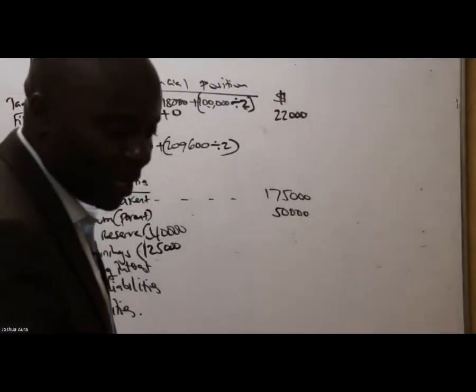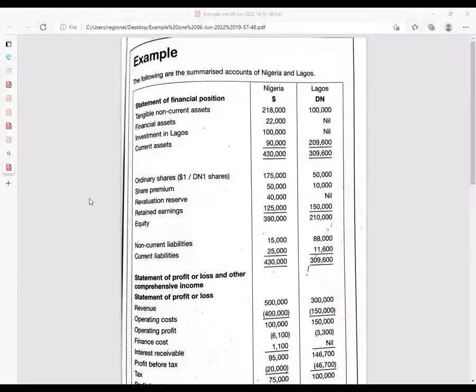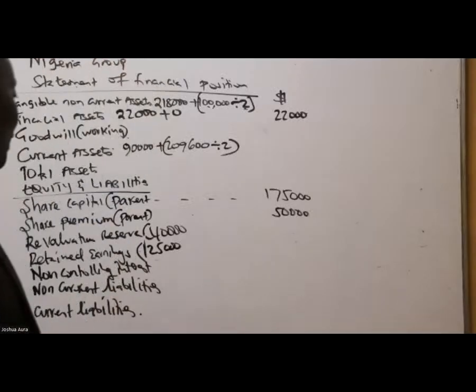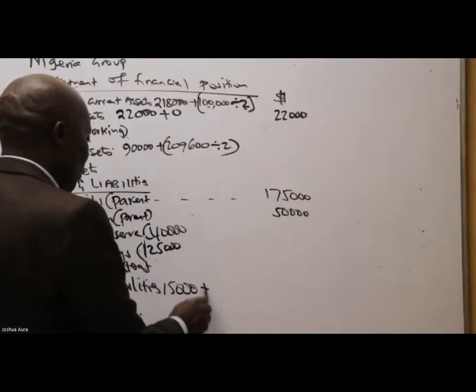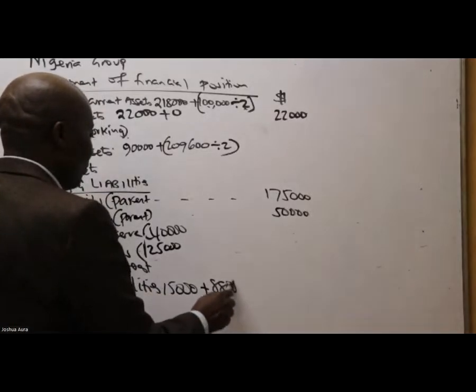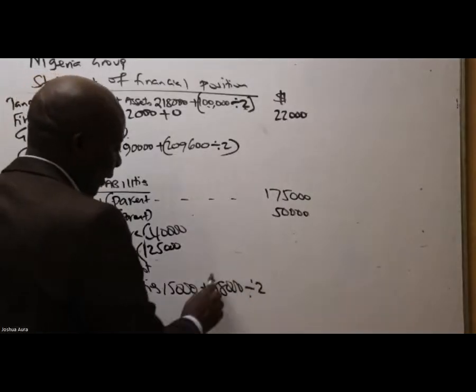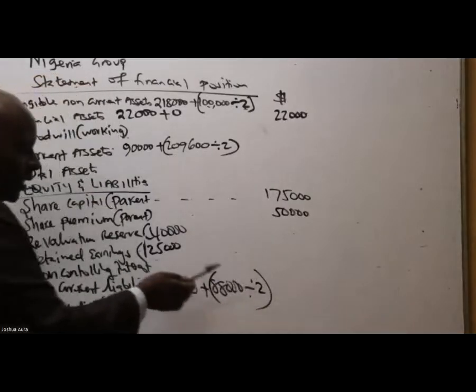In the non-current liabilities, ladies and gentlemen, I can see 15,000 plus 88,000. But remember, these currencies are different, and we must retranslate the ones of the subsidiary. The 88,000 still falls under assets and liabilities, so it has to be retranslated. So we have here 15,000 plus 88,000, but now this has to be divided by 2 like that. And remember, this 2 is only dividing this like that.